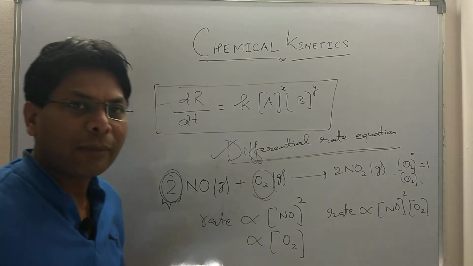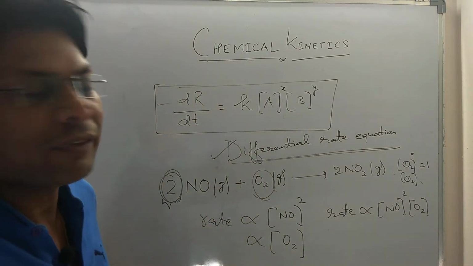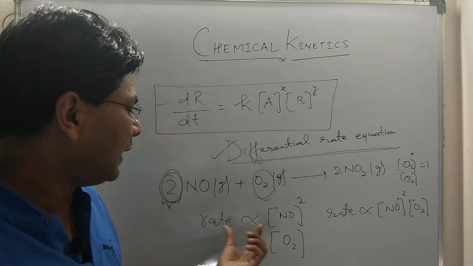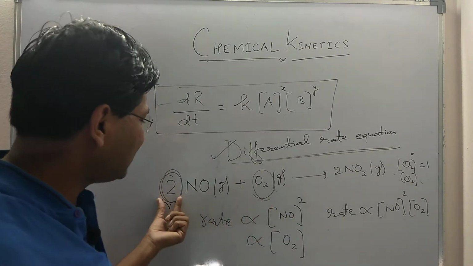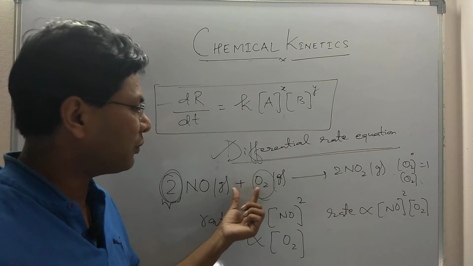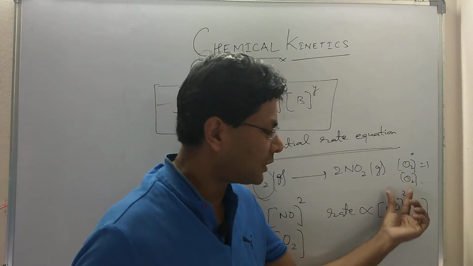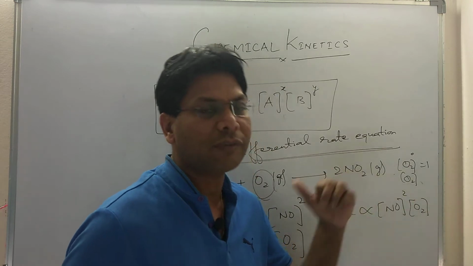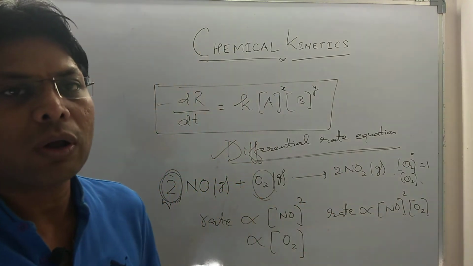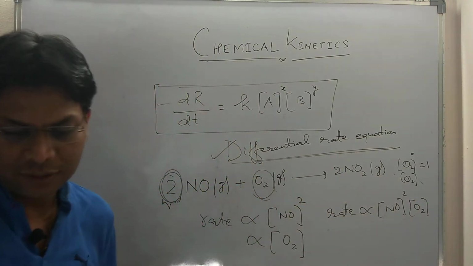So how will we determine this? This is determined on the basis of experiment. Here we see that the rate depends on powers equal to the stoichiometric coefficients. So this reaction is second order with respect to nitric oxide and first order with respect to oxygen. That means the overall order of this reaction is third.